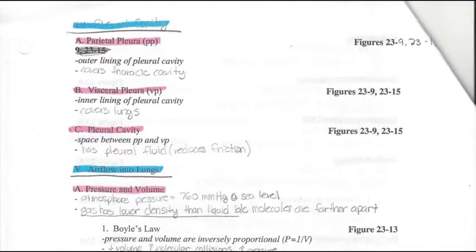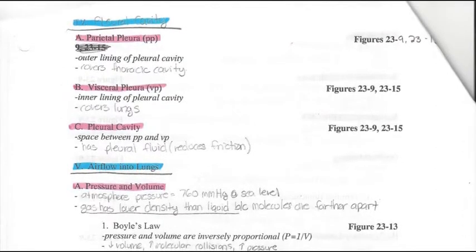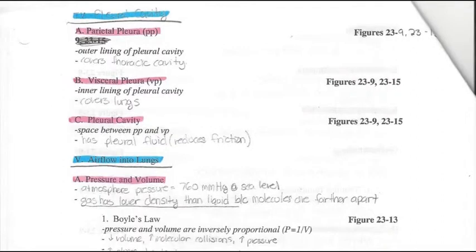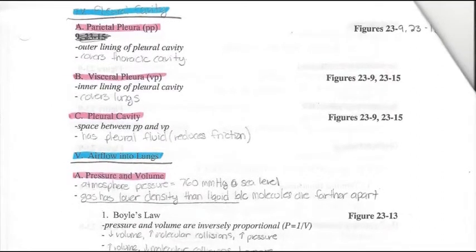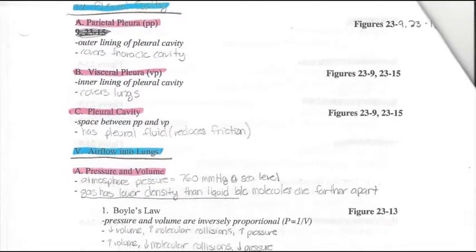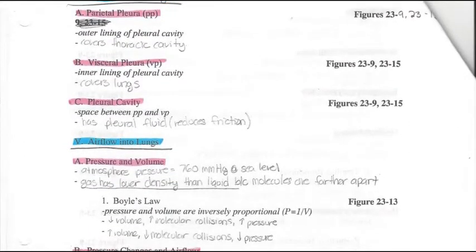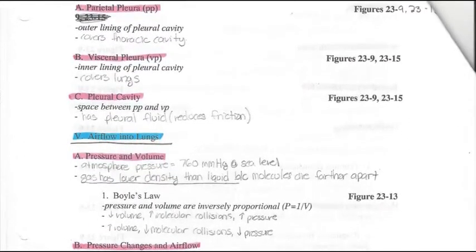B. Visceral pleura. This is the inner lining of the pleural cavity. It covers the lungs. C. Pleural cavity. This is the space between the parietal pleura and the visceral pleura. It contains pleural fluid to reduce friction.